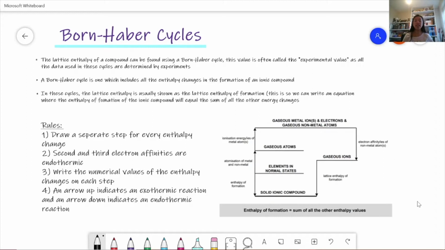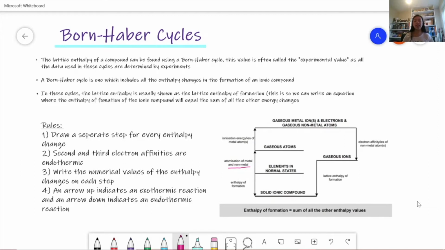In these cycles, the lattice enthalpy is usually shown as the lattice enthalpy of formation, and this is so that we can write an equation where the enthalpy of formation of the ionic compound will equal the sum of all the other energy changes. And so there are a few rules to drawing these cycles. So the first is to draw a separate step for every enthalpy change. And so we can see on this example of a general Born-Haber cycle that the lines represent the steps. So we have, for example, this atomization of metal and non-metal. So that would be one step. And then we would have another step where you get the ionization energies of metal atoms.